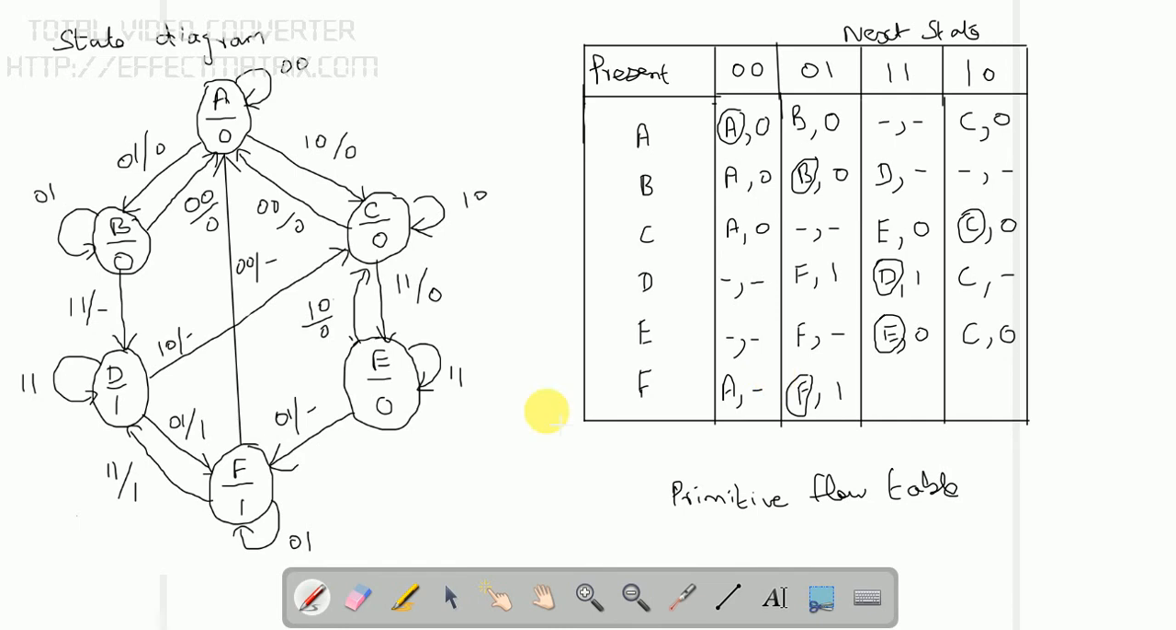And finally for 1 1, from F to D I have a connectivity, so D comma output is 1. Then for 1 0, do you have any connectivity from F to C? No. So dash comma dash. So this is how we are going to find it. We have formed the primitive flow table in this step from the state diagram.